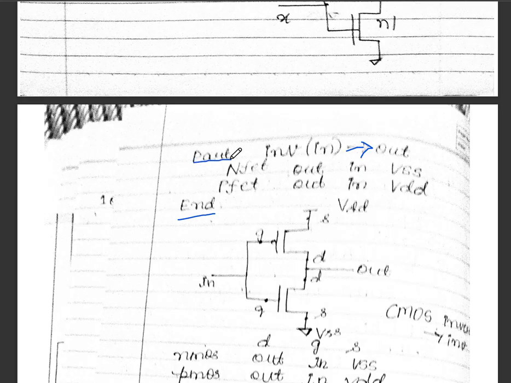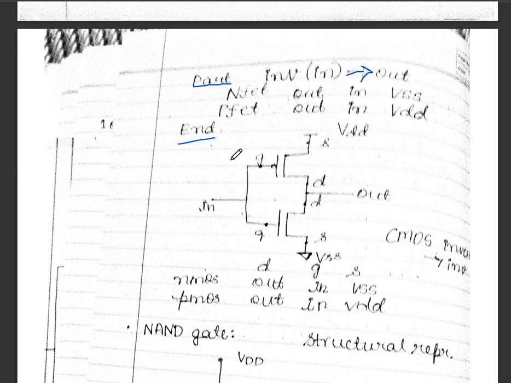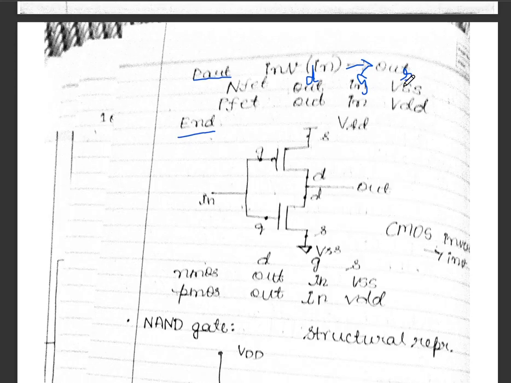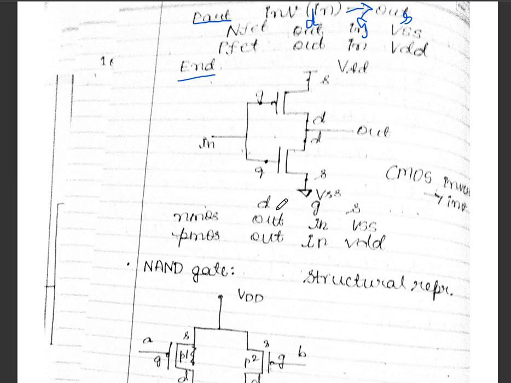So this is how you represent it in the structural block. You have to write the convention. So the convention followed here is what is the value at the drain, next what is the value at the gate terminal, and next what is the value at the source terminal. So this is how you represent it. In NMOS, the drain terminal has output, that is out, the gate terminal has input, that is represented as in, and the source terminal has VSS. Similarly, in the PMOS, the drain terminal has out, the gate terminal has in, and the source terminal has VDD.